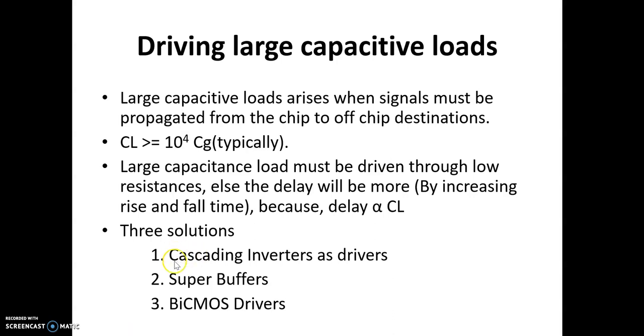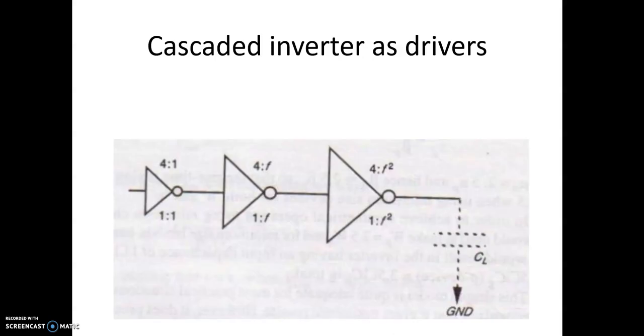The solution for this is, we have three solutions: using cascaded inverters as drivers, using super buffers, and using bi-CMOS drivers. By using these three, the delay can be reduced when we are propagating the signal from on-chip to off-chip destinations. First, coming to cascaded inverters as drivers. As I was telling you, the load capacitors usually will be very high. So now we know that delay is nothing but R into C. So if we have to decrease the delay, the option would be to reduce the resistance.